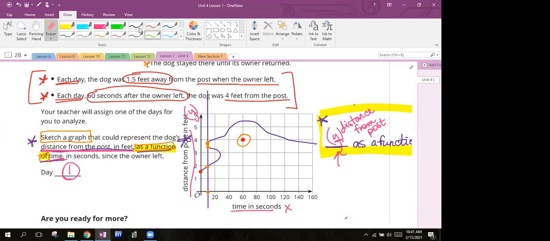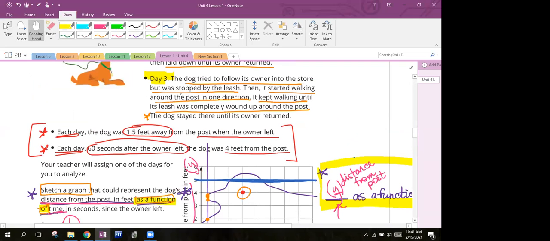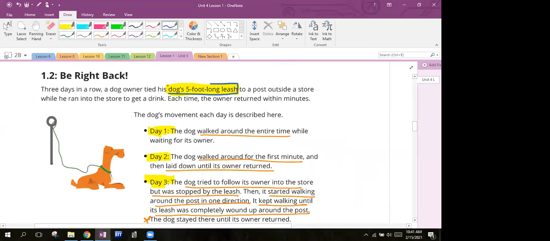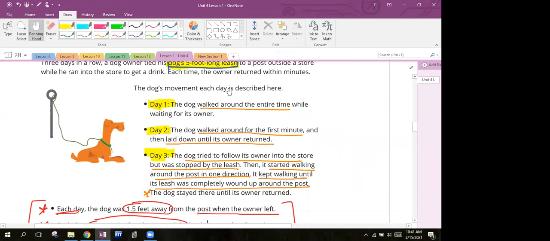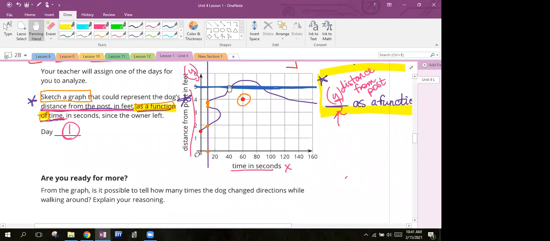All right, and then one last reason you may have forgotten about is that it cannot go above the 5. Why can it not go above the 5? Because the leash is only 5 feet long. It told us that right up here at the beginning. So your line couldn't have gone above that, because once the dog gets there, the leash is going to catch it, and it's not going to let him go past that point.